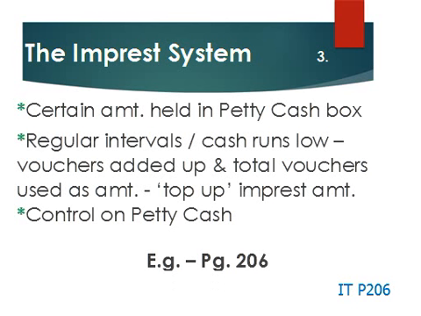An imprest system is when a certain amount of cash is held in the petty cash box. At regular intervals, or when the cash in the petty cash box runs low, all the vouchers in the petty cash box are added up and the total of the vouchers is used as the amount to top up the imprest amount. For an example of using the imprest amount system, see page 206 of your interactive text study guide.